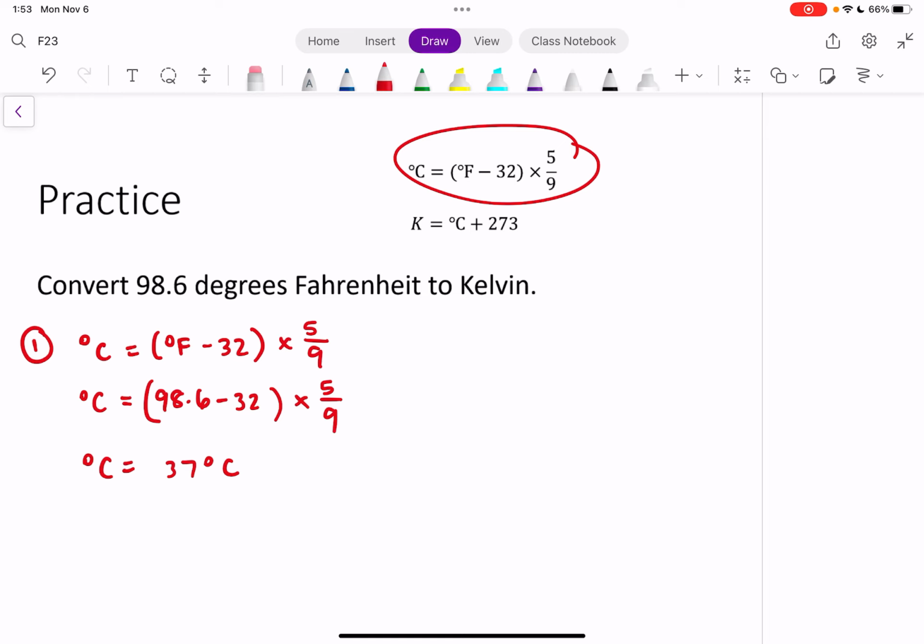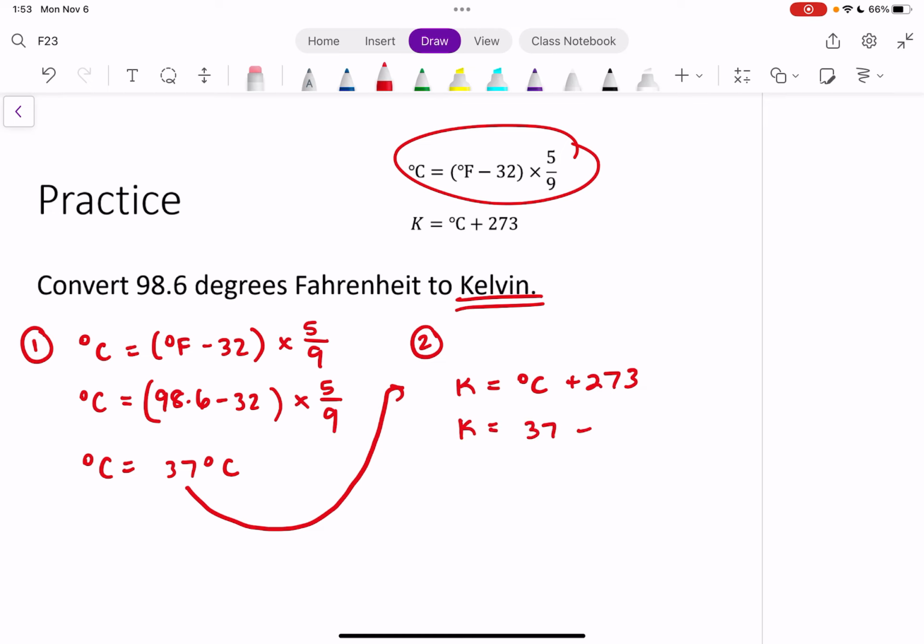But we're not quite done yet. Remember, we wanted to get to Kelvin. So in step 2, we're going to take this and plug it into our equation. This time our equation is K equals degrees Celsius plus 273. So K equals 37, right? Just plugging in that number, plus 273. And that gives us 310. And remember, we don't put a degree sign for Kelvin, we just do a capital K. So 310 Kelvin.